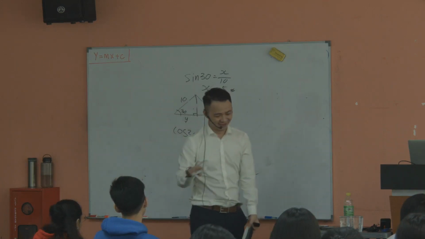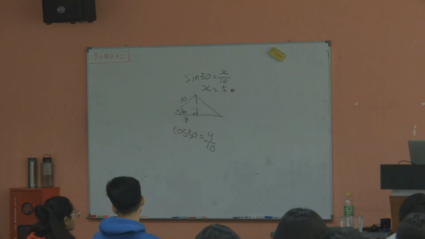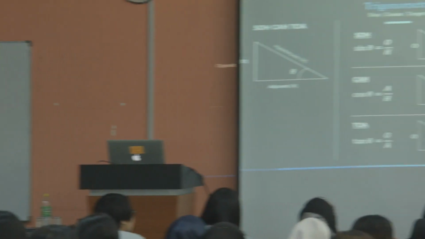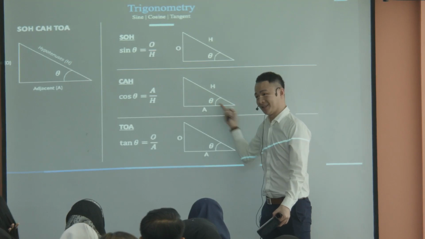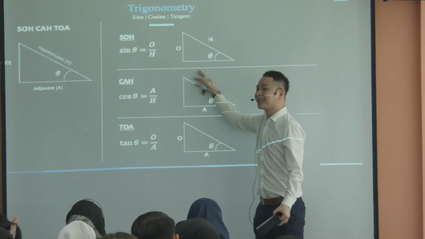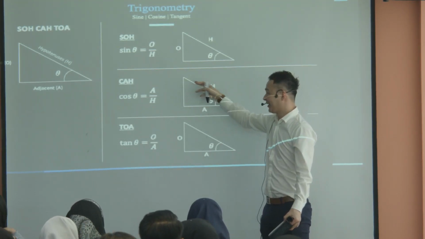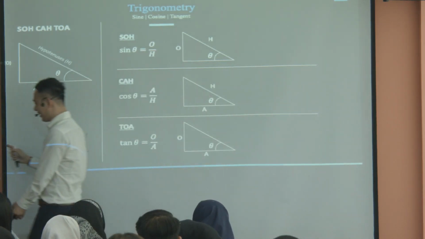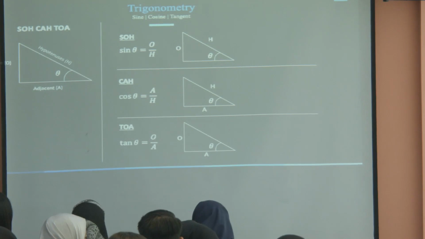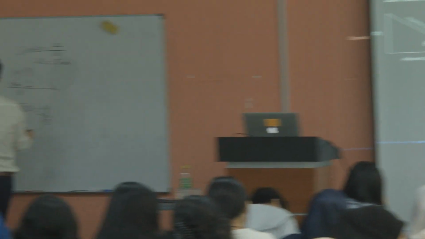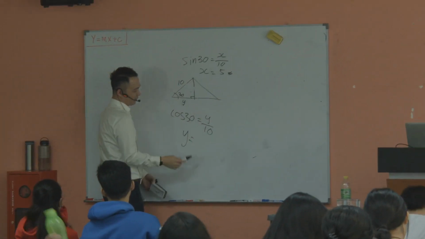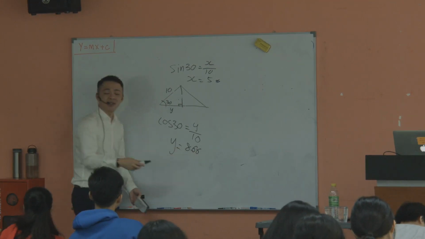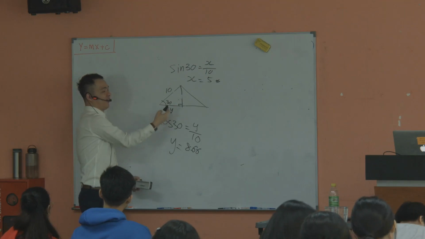Just in case you do not know which one is opposite and which one is adjacent: you imagine this angle is your eyes, and what you see directly opposite is called opposite. Hypotenuse is the longest line of the triangle, and adjacent is the last line here. This is how we define A, O, and H. Then you will get y equals 8.66, right? So this is how we get the value of y.